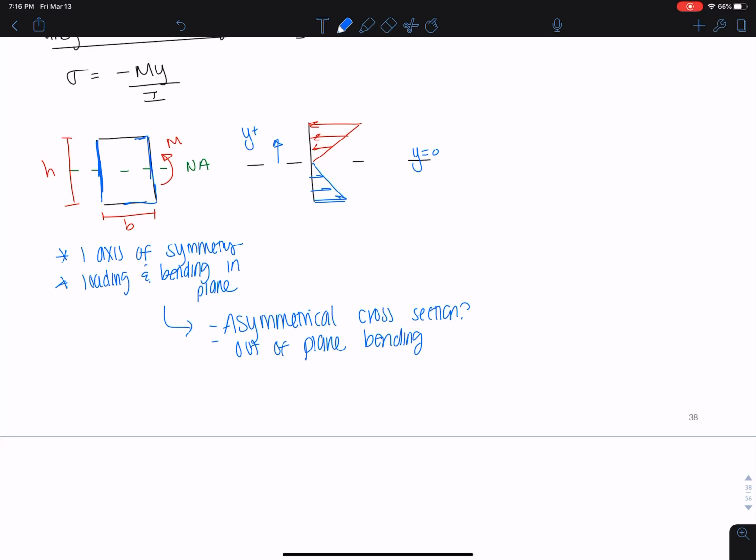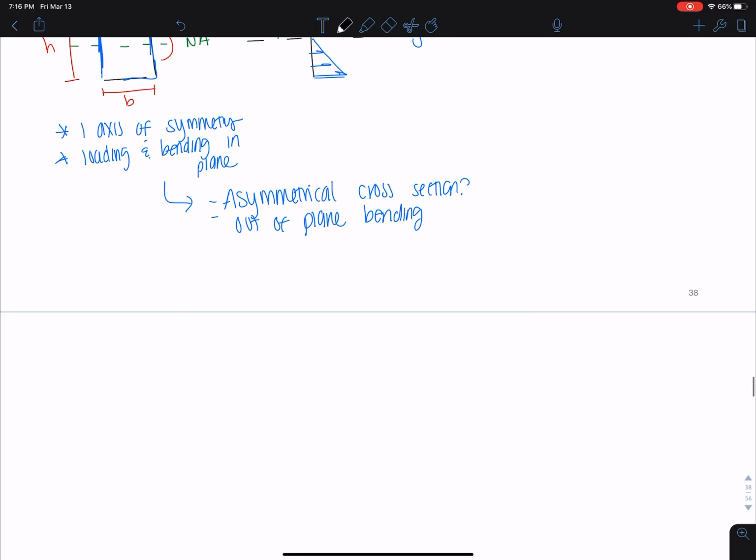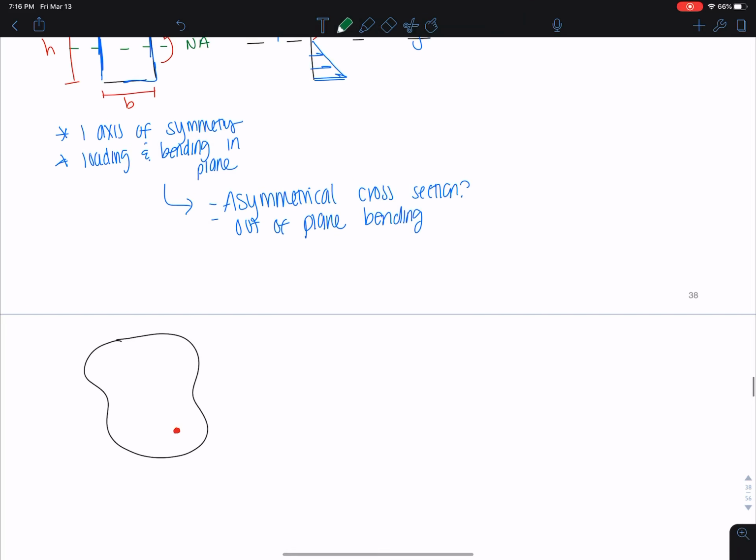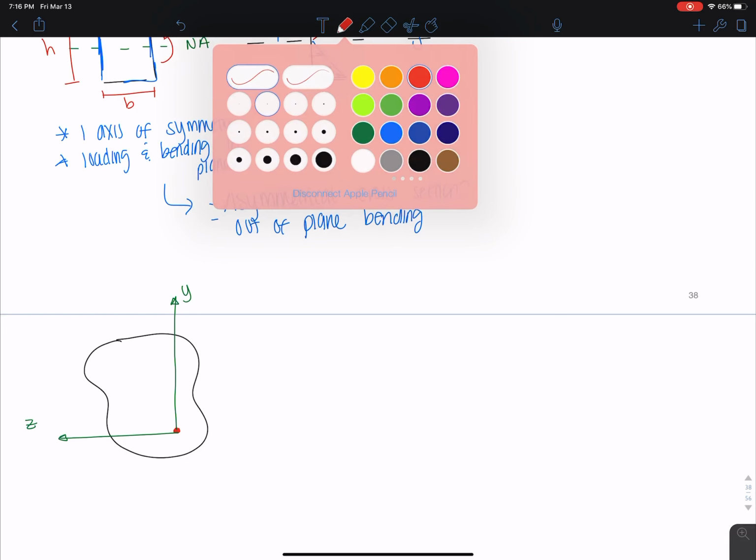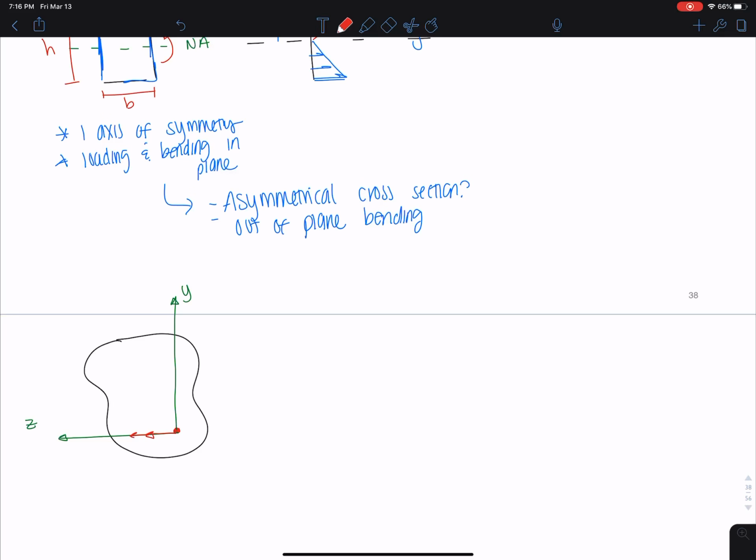Okay, so what we want to do is think about an asymmetrical cross section and what that would look like. So I'm going to draw this kind of potato shape over here. Okay, and I'm going to say that this has some geometric center here, and that this is my y-axis, and that this is my z-axis, and that this is my moment, applied about my z-axis. Remember, this is a moment. I just can't draw it really in 2D, so that's why I'm using the arrows here, okay? So the moment is applied about the z-axis.